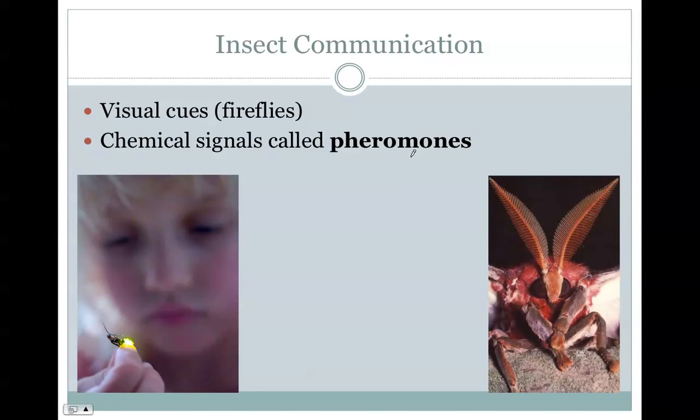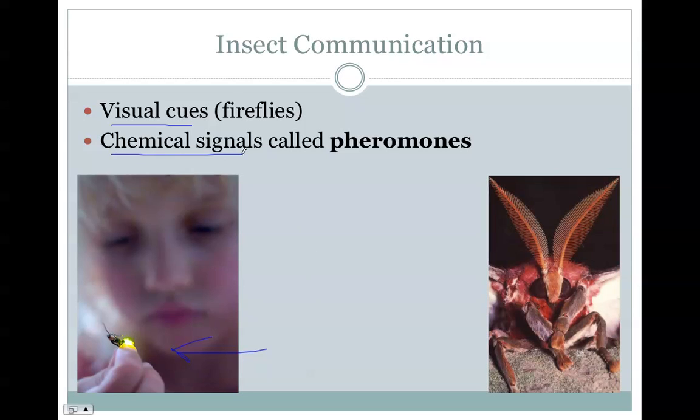So how do insects communicate? One of the ways is visual cues, like here we have the firefly. If you've never seen a firefly, they're pretty cool little organisms flying around, and they glow right at the end. They literally communicate through these visual cues, flashing the end part of their abdomen, and this is how the males and females sort of communicate back and forth.